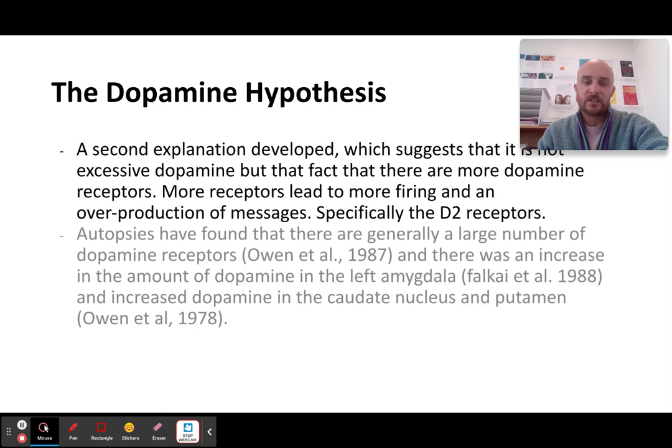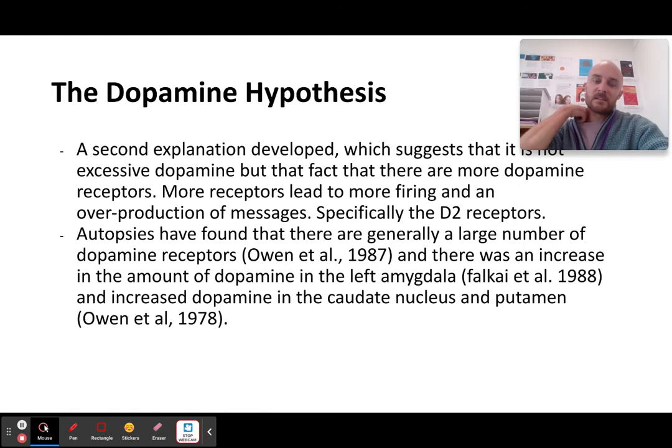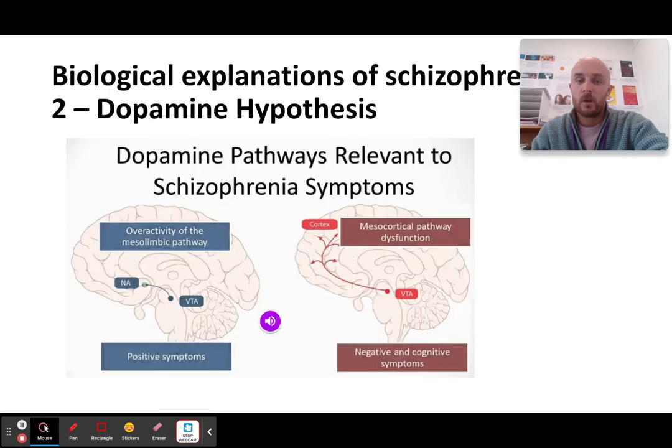As I said, it's then changed. And this is backed up by Owens, by the way. Owens found that there are generally a large number of dopamine receptors in dead people who had schizophrenia. And again, that would be useful to know. So definitely write down.